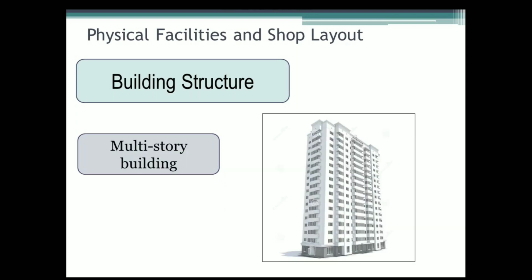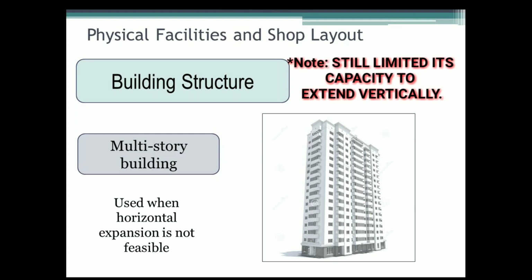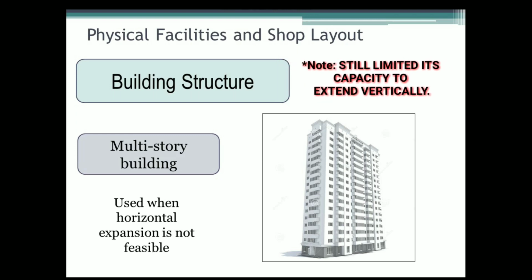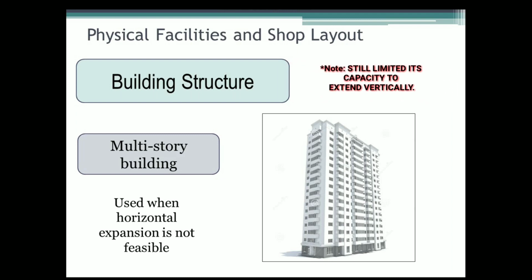Third, we have the multi-story building. This type of building naman is used when horizontal expansion is not feasible, okay, or advisable. Multi-story building, ito yung lupain mo is masikip lang or limited lang yung lupain mo, kaya ang gagawin mo dahil yung pag-angat niya is unlimited naman, mag-extend ka na lang vertically, kasi nga yung horizontal expansion mo is not feasible.